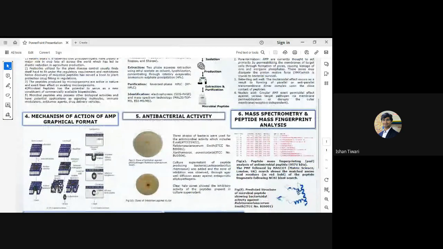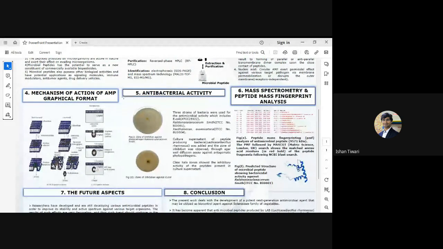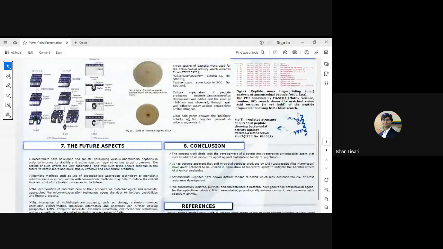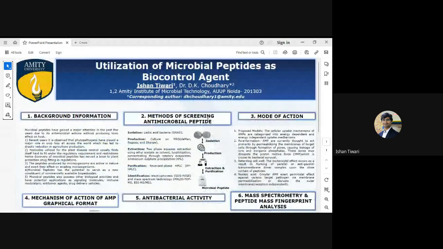The antibacterial activity was observed on E. coli and Ralstonia solanacearum Smith, which is a pathogen causing diseases to the tomato family. And the culture supernatant, which contains the peptide, we added in an in vitro experiment and saw the zone of inhibition around the agar, which showed that the phytopathogen was killed by the action of the antimicrobial peptide.